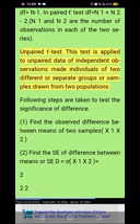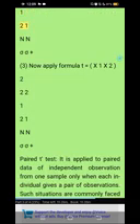Unpaired T test. This test is applied to unpaired data of independent observations made on individuals of two different or separate groups or samples drawn from two populations. Following steps are taken to test the significance of difference. 1. Find the observed difference between means of two samples, x1 minus x2. 2. Find the SE of difference between means, SED equals the square root of sigma1 squared over n1 plus sigma2 squared over n2. 3. Now apply the formula T equals x1 minus x2 divided by SED.